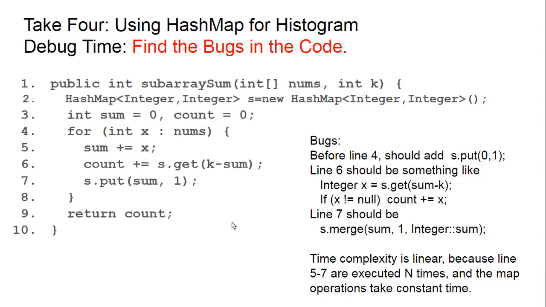And the complexity of this code is linear because there's only a single loop over all the elements, and inside the loop everything is constant time. So the hash map operation is constant time.